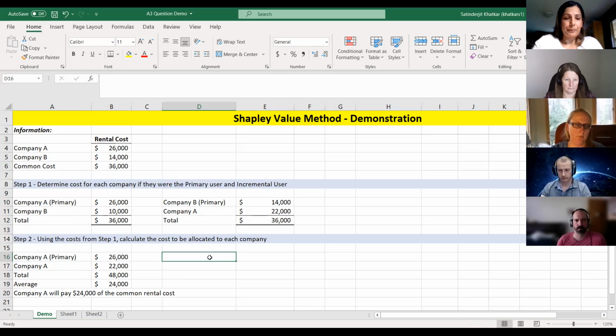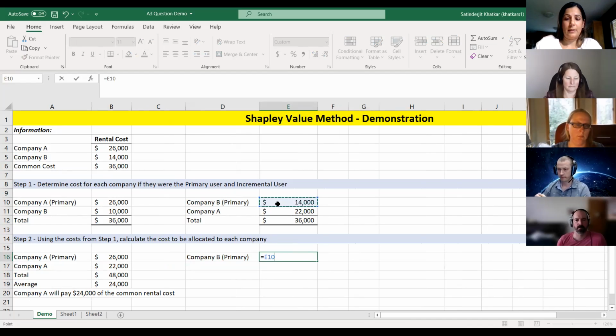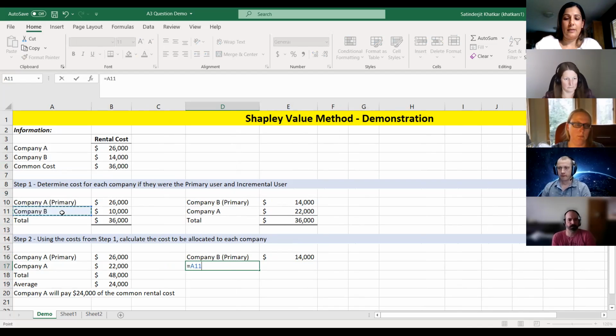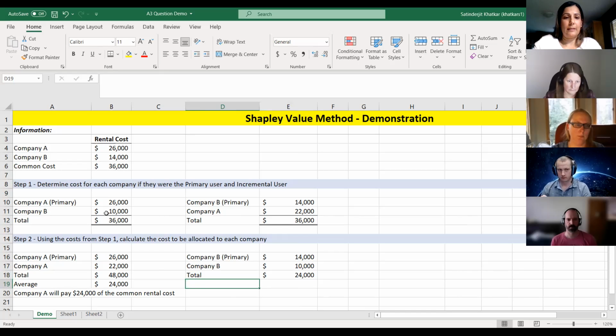The other way is to do what we did with the numbers for company A. So company B as a primary pays 14,000. And company B as a secondary pays 10,000. And I'll add those up. So it's 24,000. And I'll take the average.